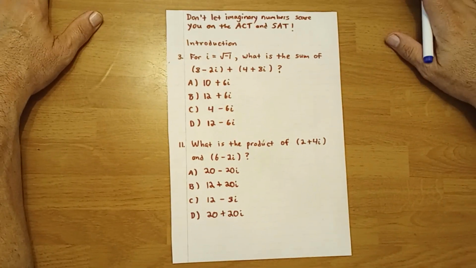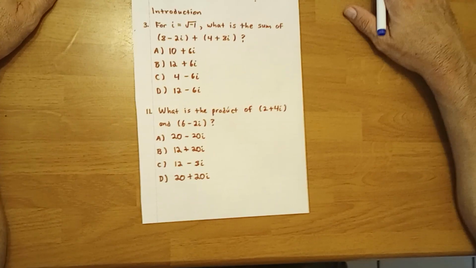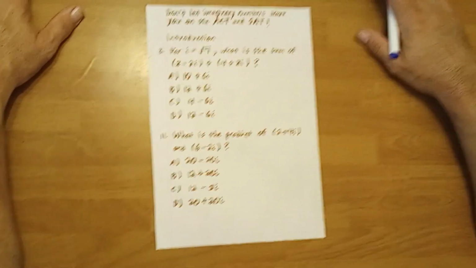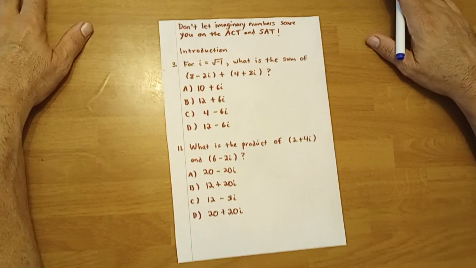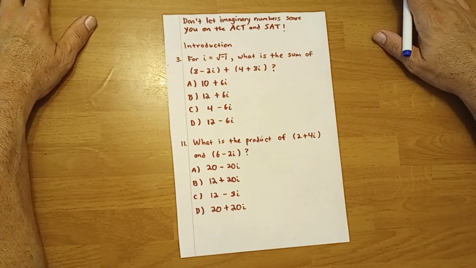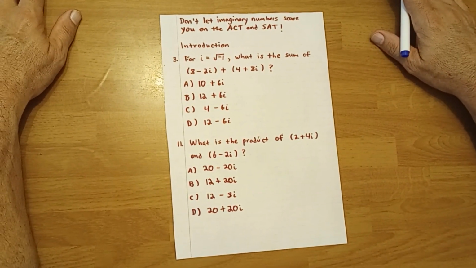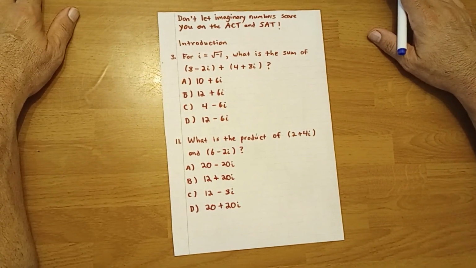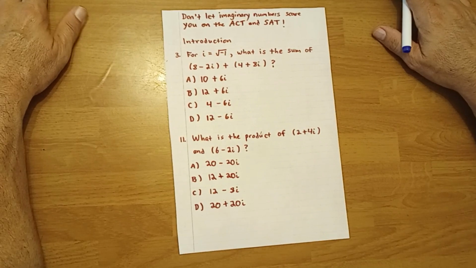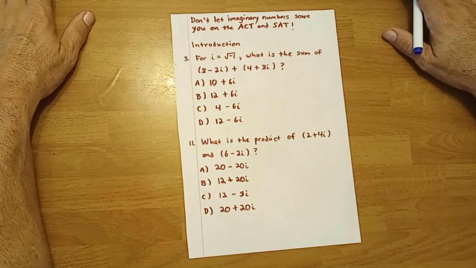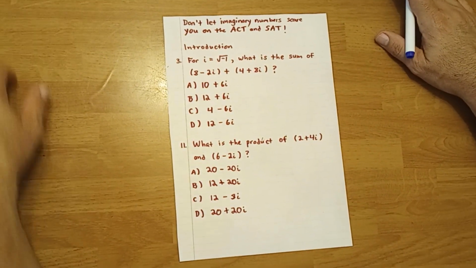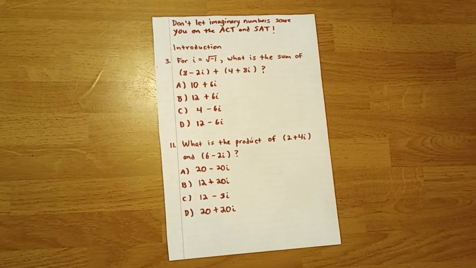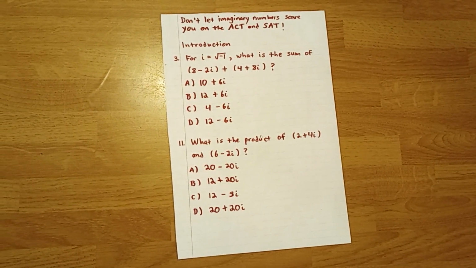And again, we're going to use some SAT strategy here too, to eliminate answers that could not be as we go. So we have here, for i equals the square root of -1, what is the sum of 8 minus 2i plus 4 plus 8i? Okay, what we're going to do here is treat i as we would any variable, x, y, or z, and we're going to just combine like terms here.